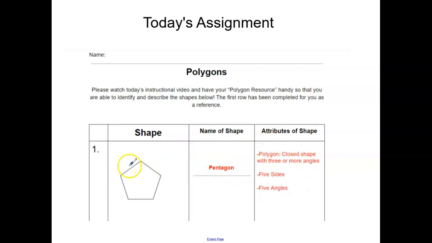So this shape has 1, 2, 3, 4, 5 sides and 1, 2, 3, 4, 5 angles. And so I looked at my sheet and I knew right away that it was called a pentagon. So I know it's a polygon because a polygon is any closed shape with 3 or more angles, and it had 5 sides and 5 angles.